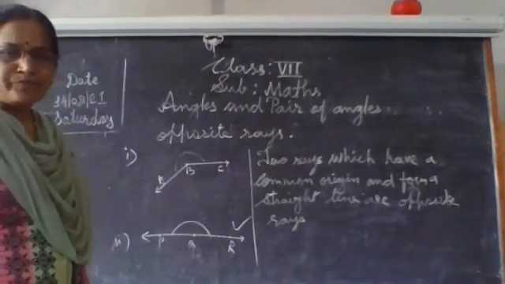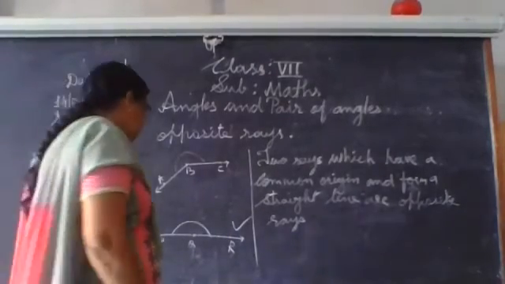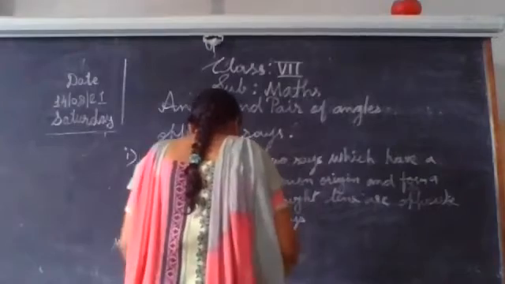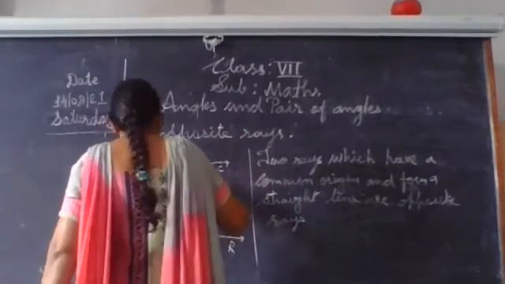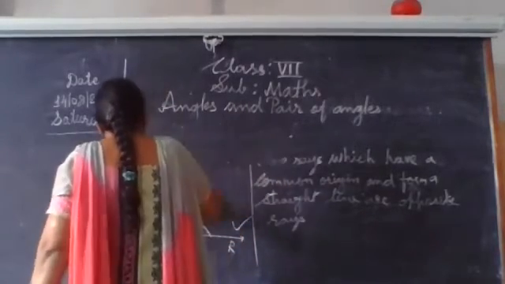Got it, beta? And now let's see another term: angles in a linear pair.